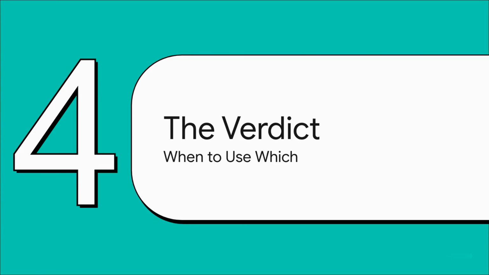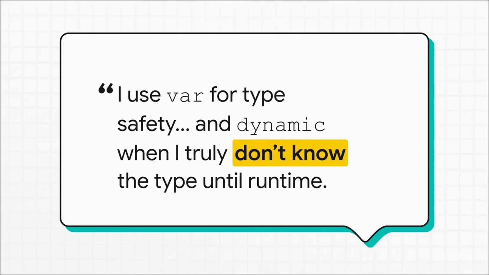Okay, so that's the theory. But what about the real world? The big question is, how do you decide? When do you hire the planner, and when do you call in the improviser? This developer here puts it perfectly. The rule of thumb is, you stick with the planner, you stick with var, for safety and clarity, and you only bring in the improviser, dynamic, when you're dealing with genuine uncertainty and you absolutely have to.